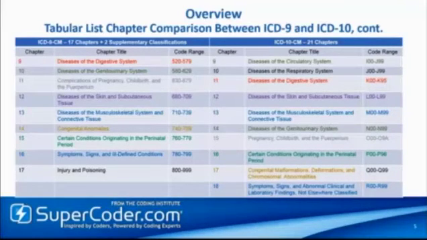ICD-9 Chapter 17 for injury and poisoning is noted in black in the left-hand column. So let's take a look at where ICD-10 captures injury and poisoning codes on the next slide.